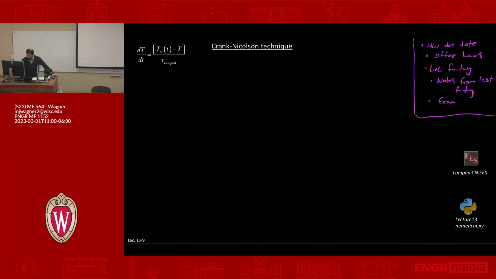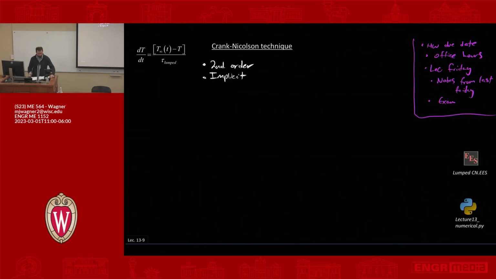So first, we were doing some classification. This is a second-order technique, and it is implicit. Right, so you're going to expect to see the temperature appearing on both sides of the equation.